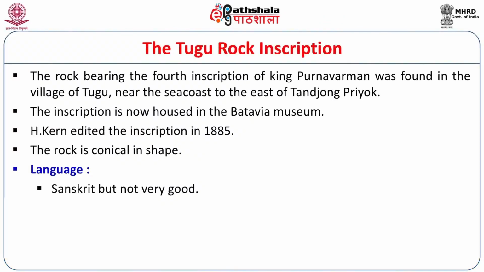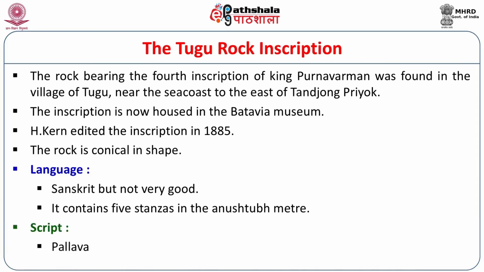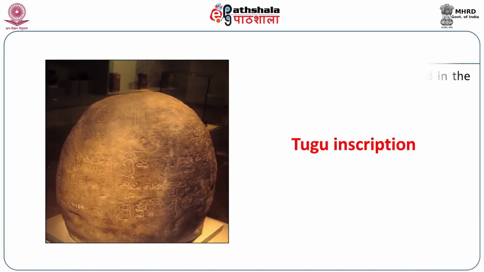The language is Sanskrit, but it is not very good Sanskrit like the other inscriptions. It contains 5 stanzas in the Anushtup meter. The script again is Pallava. You can see the conical shape of the inscription and how the script has been beautifully carved. So the carving of these inscriptions is something to be taken note of.